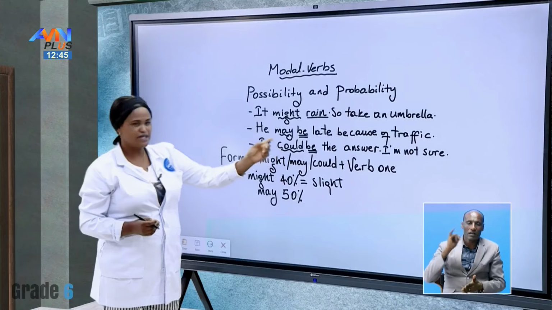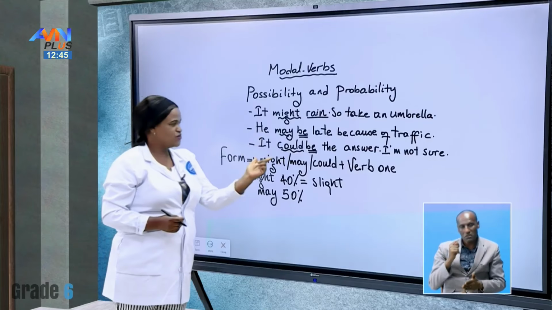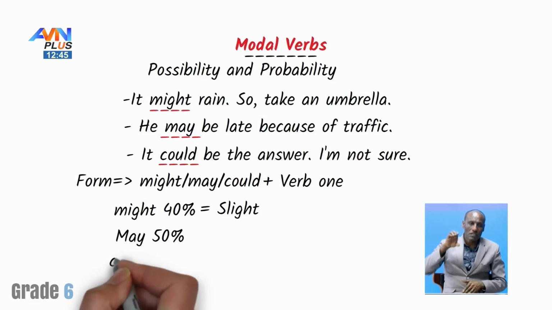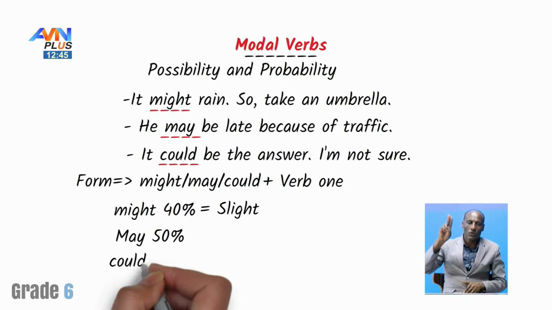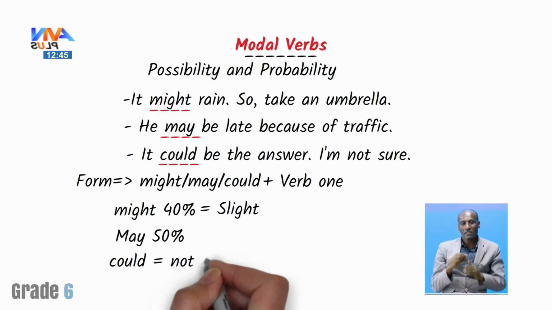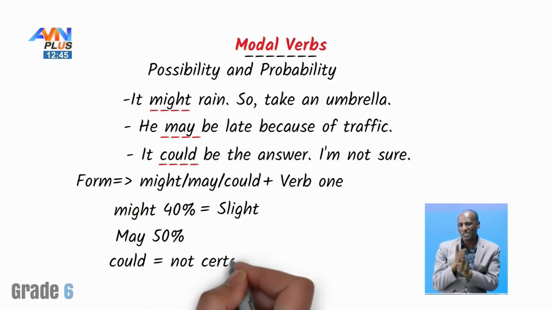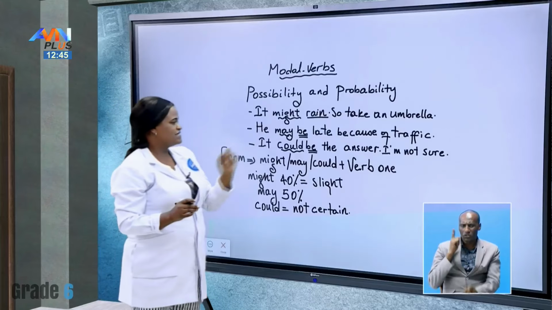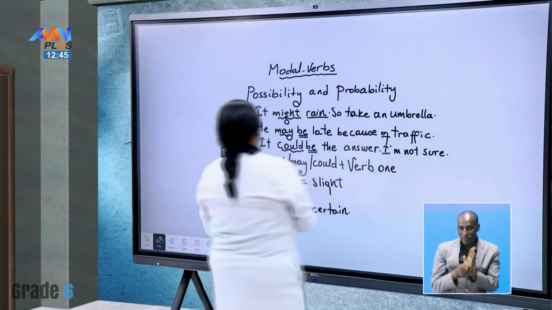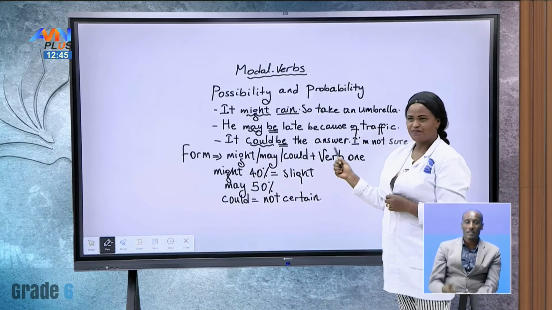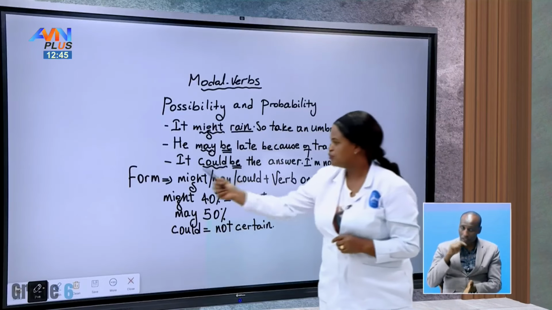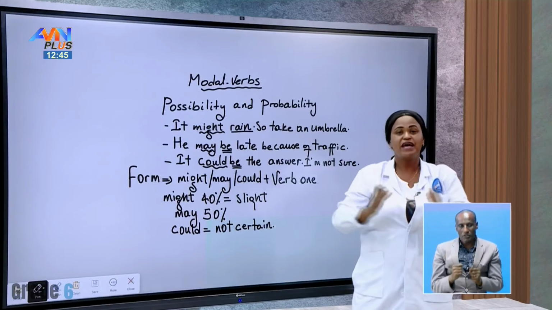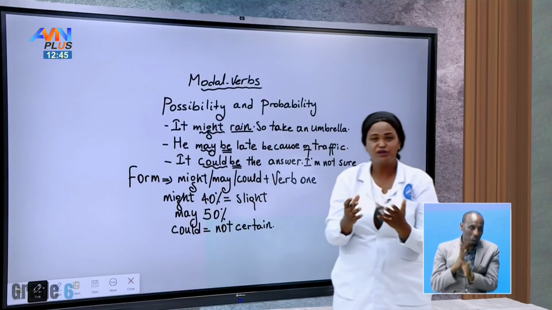Let's come to the third one. The third one is could. In the case of could, when you use could to express possibility, that means it is for something which is not certain, or if you are not sure. Let us see this example. What did the student say? It could be the answer. But the person is telling us a possibility, but he has no proof.